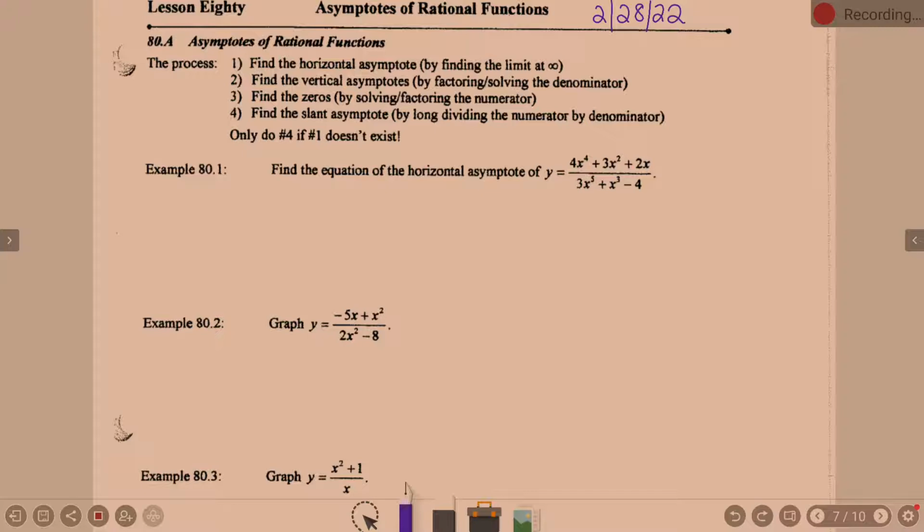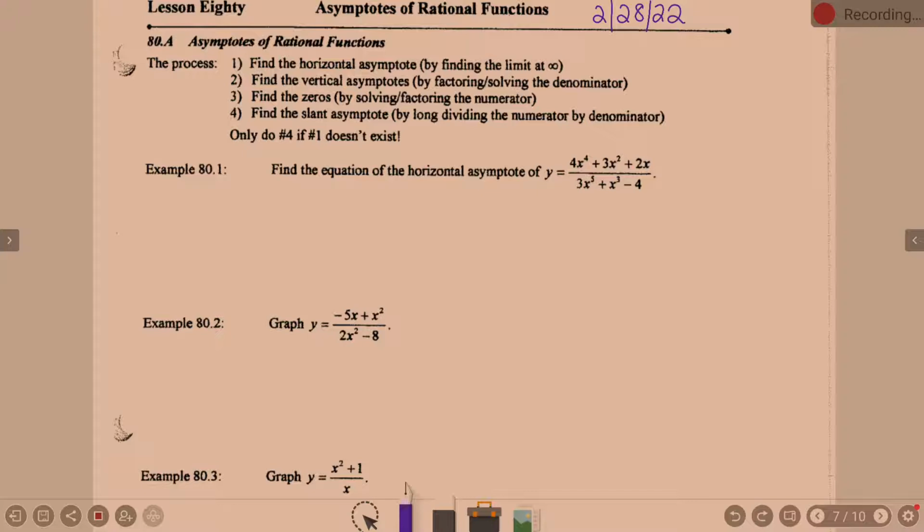4, finding slant asymptotes. I don't remember how much we've talked about slant asymptotes, but we're going to talk about them, and that is if there are no horizontal asymptotes. So notice it says only do number 4 if number 1 doesn't exist. Horizontal asymptotes are more about your powers matching, look at your coefficients. Slant asymptotes are when your bigger power is on top. You end up with a slant asymptote. So we will look at that. It does include dividing numerator by denominator.